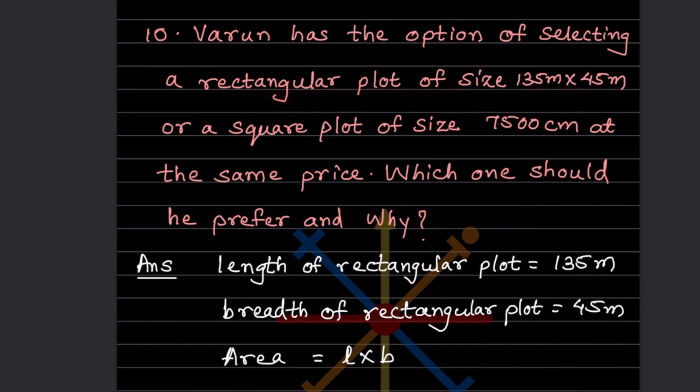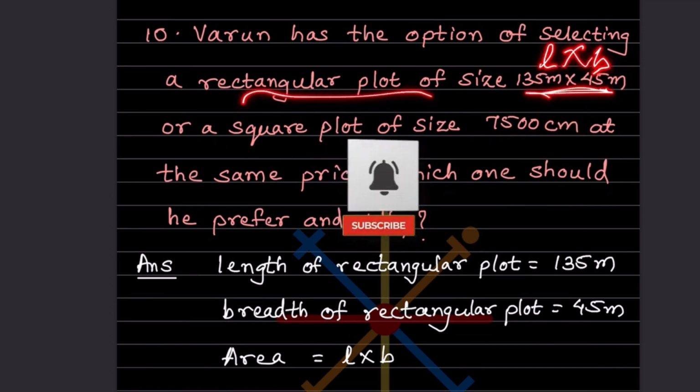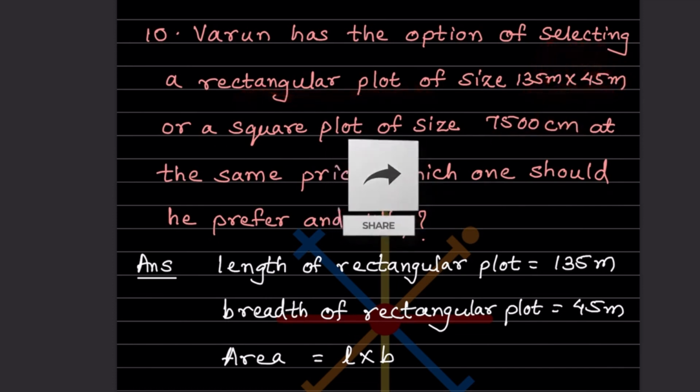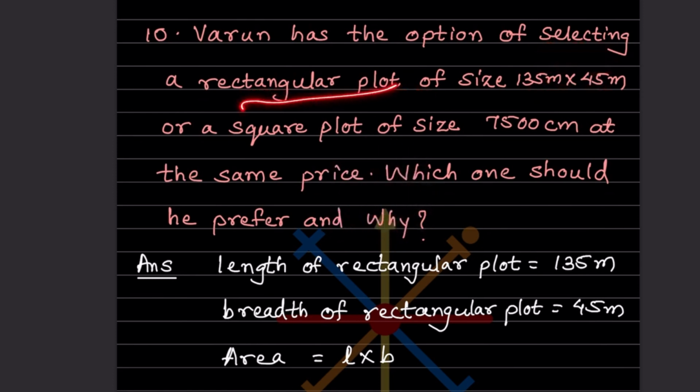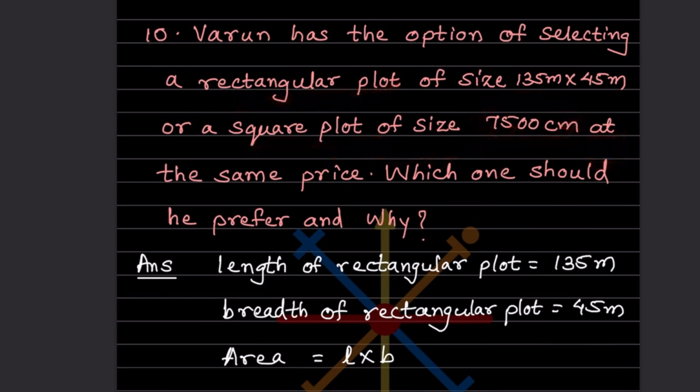Now the next one: Varun has the option of selecting a rectangular plot of size 135 meter into 45 meter or a square plot of size 7,500 centimeter. See here, this is in meter. The dimensions are given in meter, means this is the length and this is the breadth. Because whenever you have it like this, this is the length and this is the breadth. And there are two plots, the rectangular plot and the square plot. So here only one size is given for the square because you know in a square all the sides are the same, so the other sides are going to be the same. At the same price, which one should he prefer and why?